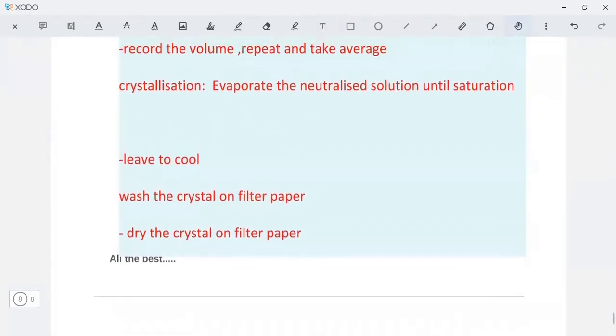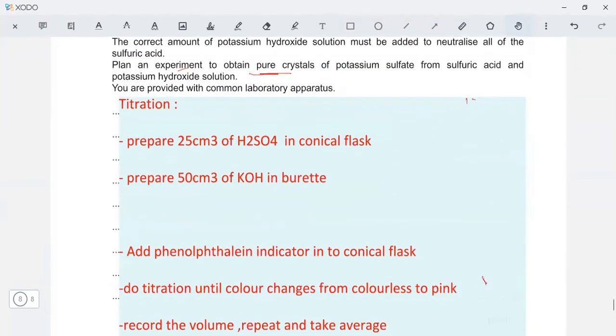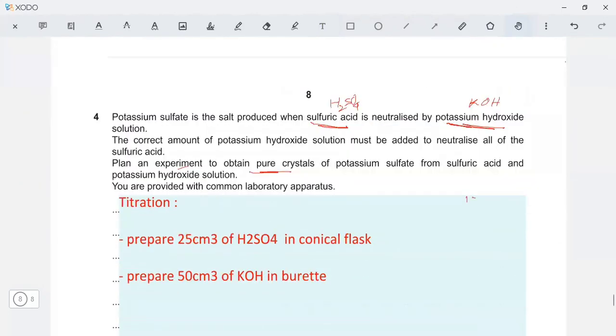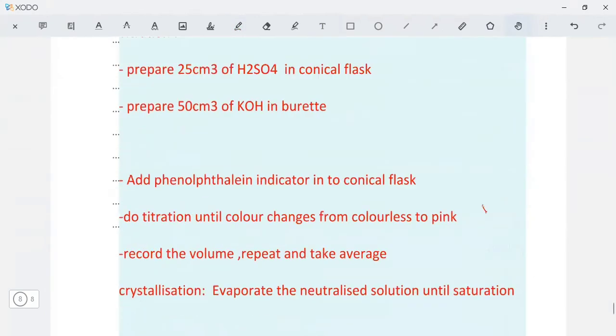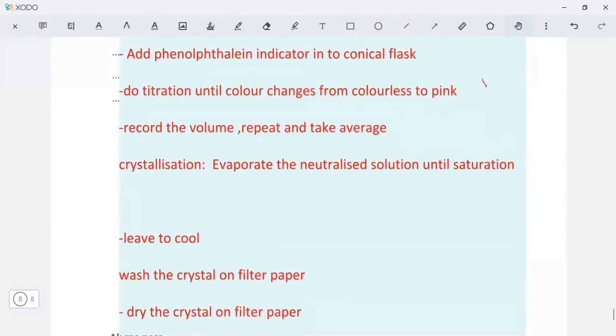Once you go through it, what is the process you're supposed to do? So first you have to do titration, and then followed by crystallization, because you have been asked to write here how to get pure crystals. So of course you will do the titration first and then followed by crystallization. It's a very simple process. You already remember this, right?